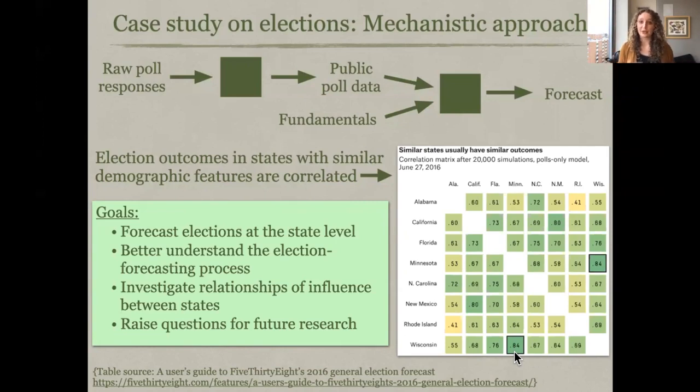And so we were interested in understanding what are these relationships between states. This correlation table is symmetric, right? Wisconsin is related to Minnesota, just like Minnesota is related to Wisconsin, but we specifically were interested in understanding, is it possible for voters in different states to influence each other? And so this is the major feature that we wanted to build into our model, where we didn't just want to forecast elections, we wanted to start to understand a mechanistic perspective on this. And as you'll see, another major goal of our work was not to answer the question of election forecasting, but really to start to raise questions for future research in this area.